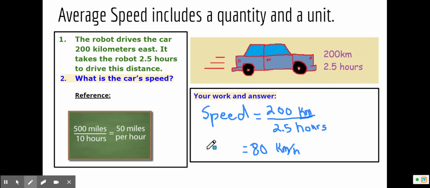This is the car's speed when the robot drives it. It gave us the direction east, but we do not include that in our answer because speed does not have a direction.